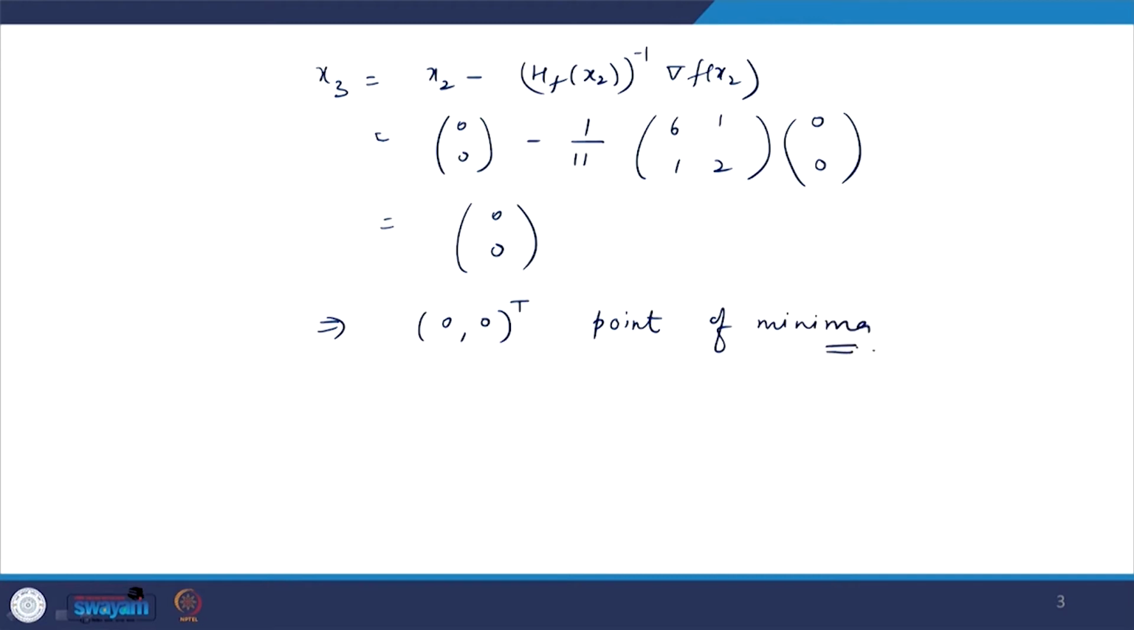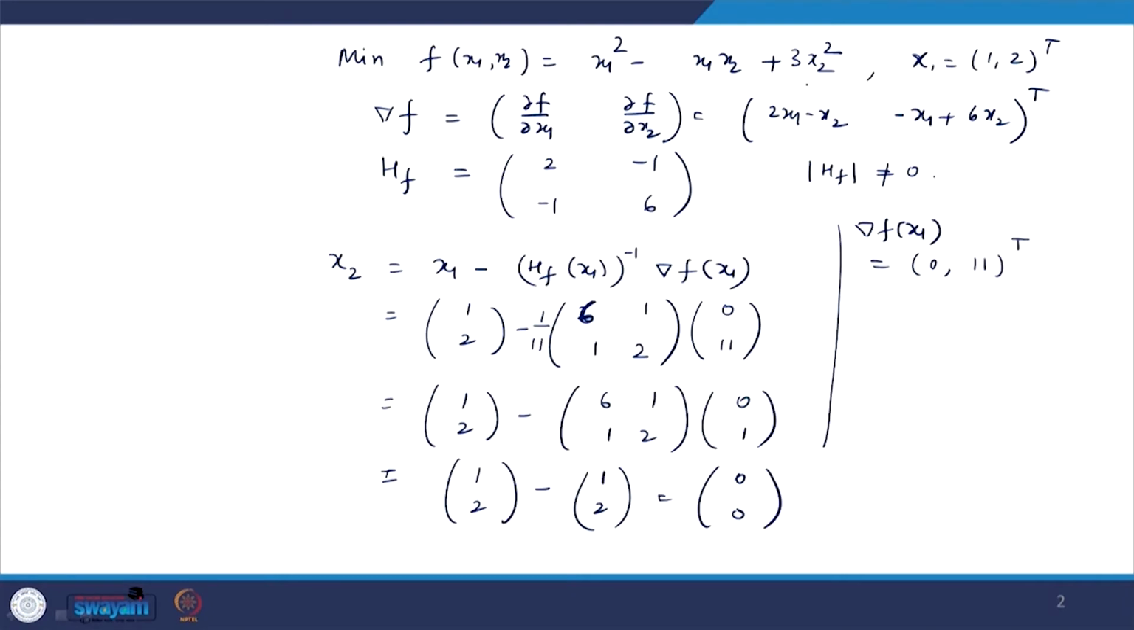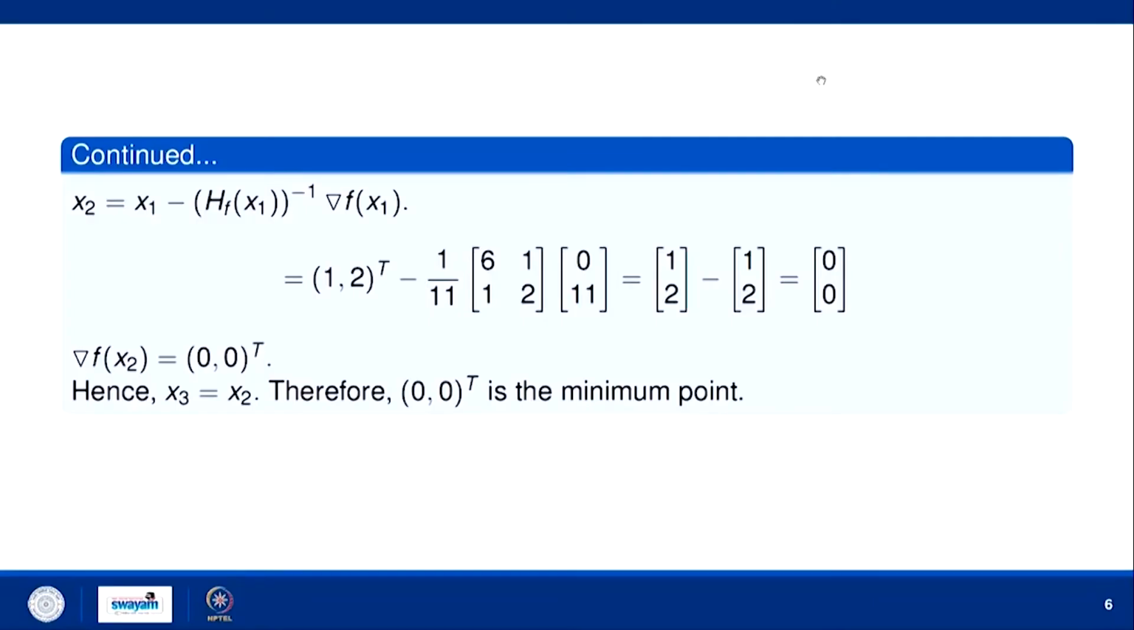Okay. So, since this is a positive definite form, this method converges in only one iteration. So, this is Newton's method for solving such types of problems. Now how can we solve a constraint optimization model? Here I am discussing one method, that is the penalty method, for solving a constraint optimization problem.